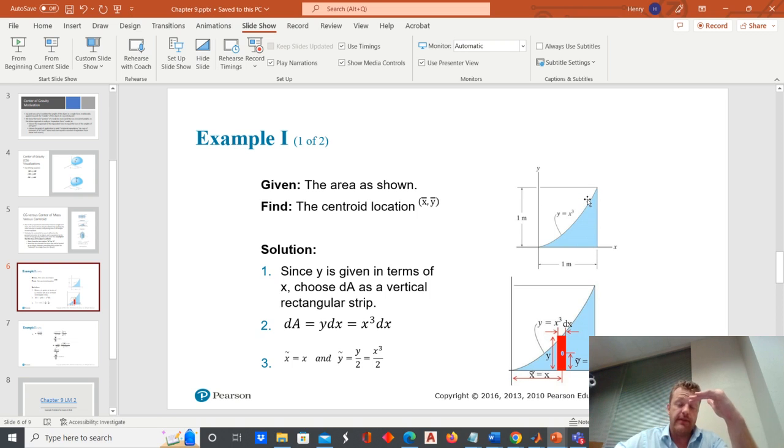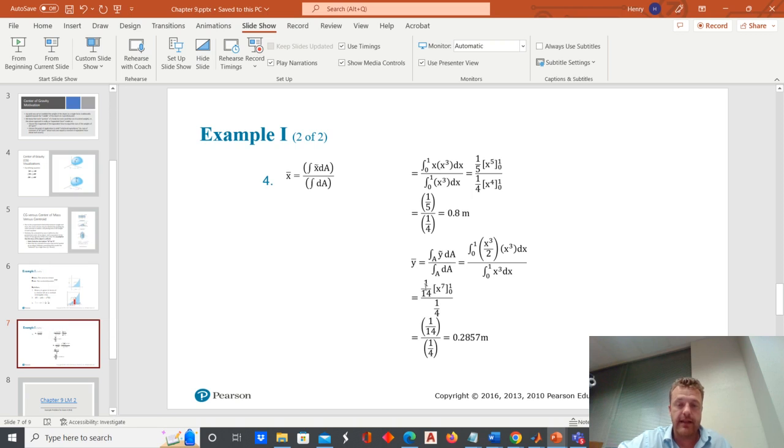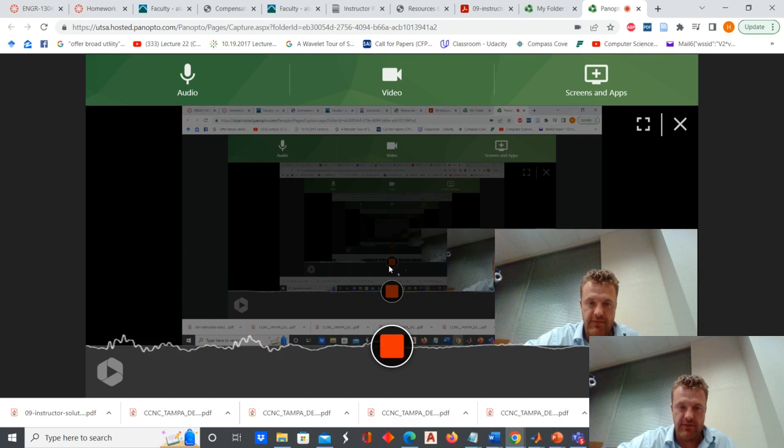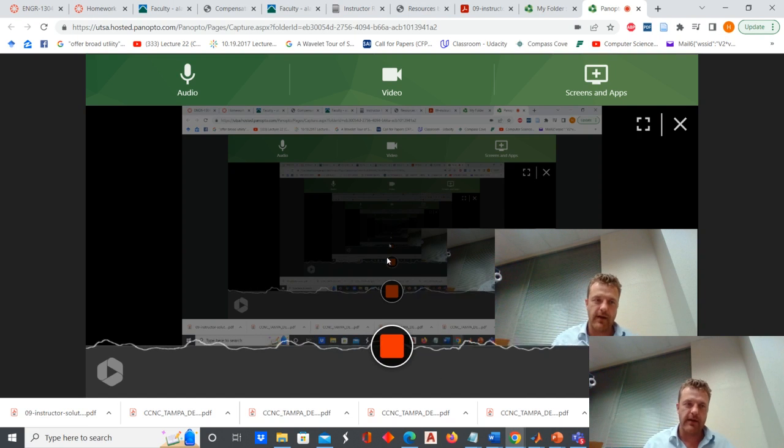In addition, the majority of the area is actually concentrated near the x-axis. So it's not going to be surprising that the centroid in y is going to be near 0. So I would expect a centroid, if you were going to try to balance this, as being near 1 in x and near 0 in y. And if you notice, that's exactly what we've determined. In x, it is 0.8, and in y, it is 0.2857. So that is my best attempt to give you a physical explanation of what's going on.